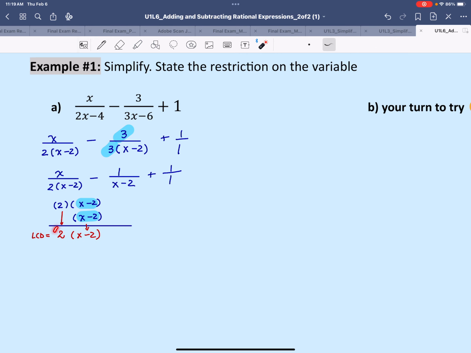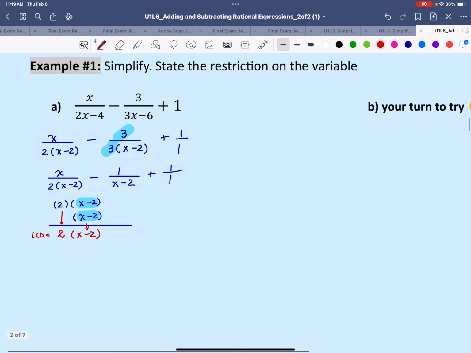Now, as you can see here, we have 2 factors in the lowest common denominator. One of the factors is numerical, which means that we already know the value of it. We know that number 2 cannot equal 0 ever because it's 2. And the only restriction that we can list in here is the one that comes from a factor that contains a variable, which is x minus 2. So we'll say x minus 2 is different than 0. x has to be different than 2. So that's the only restriction we have to list in our case.